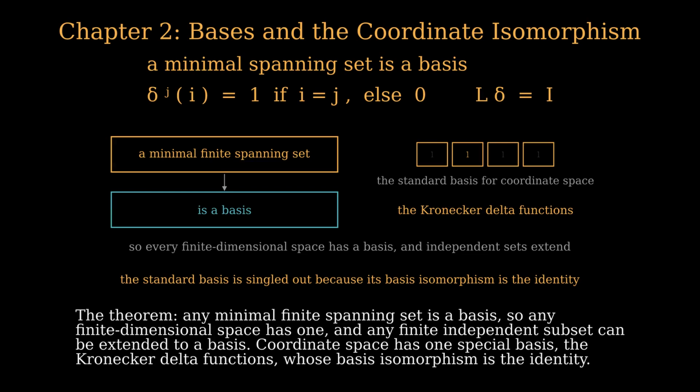Coordinate space has one special basis, the Kronecker delta functions, whose basis isomorphism is the identity.